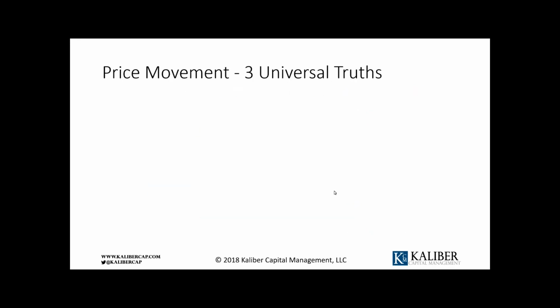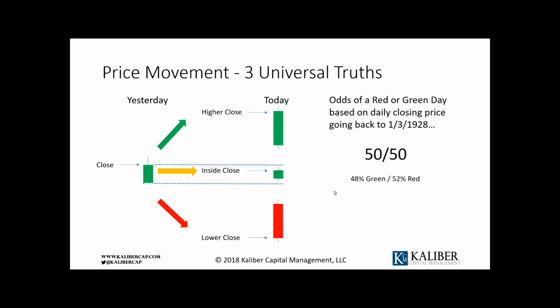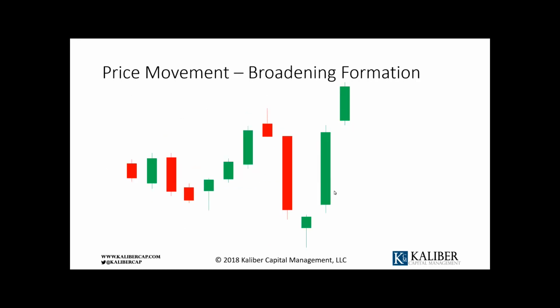A series of candlesticks shows us the direction of price over time. There are three universal truths of price movement. From yesterday to today, price can only move up, sideways, or down. There are no other possibilities. Day to day, going back to 1928, the odds of a red or green candlestick are roughly 50-50. However, a series of candlesticks provides us with rich information about a trend. Since price only moves up, down, or sideways, price tends to move in a series of broadening formations or inverted triangles. This is a concept we frequently use in our charting.